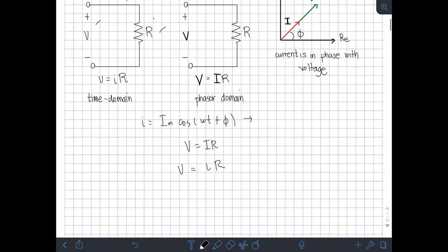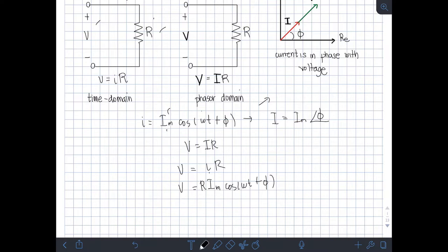So, substitute lang natin itong i na representation natin for sinusoid, we have I sub m cosine omega t plus phi times R. Or idikit ko na lang dito sa magnitude nung ating current. So therefore, v is equal to R times I sub m cosine omega t plus phi. So in phasor form, ito naman yung magiging form niya. V is equal to IR. So parang itatransform mo lang itong current i into phasor form. So diba, equal siya sa capital I is equal to yung magnitude niya na I sub m, angle, kung ano yung phase angle na phi.